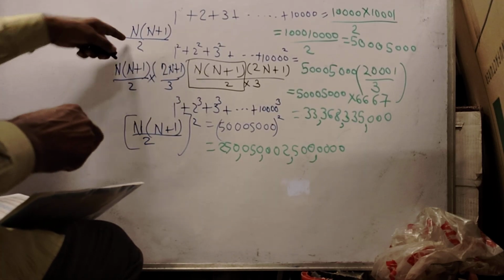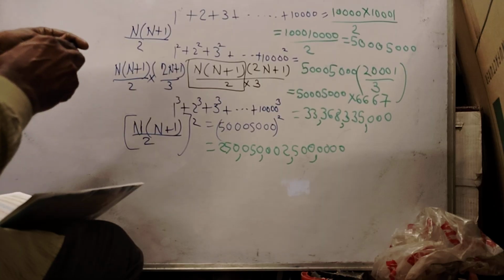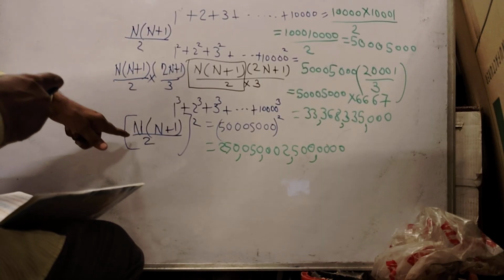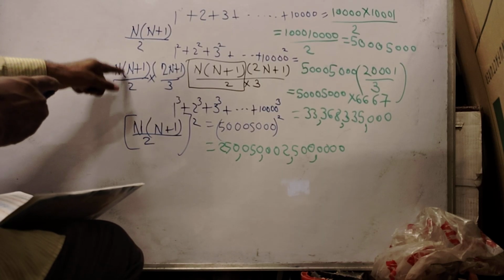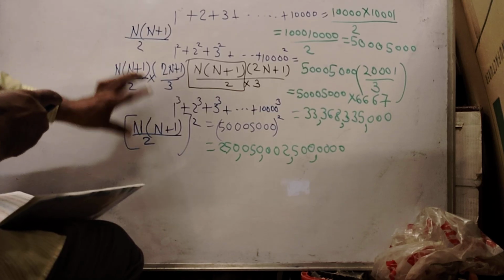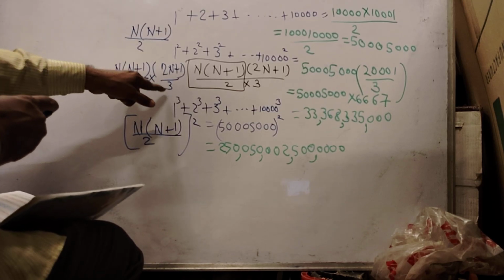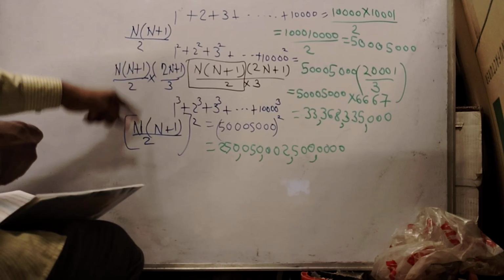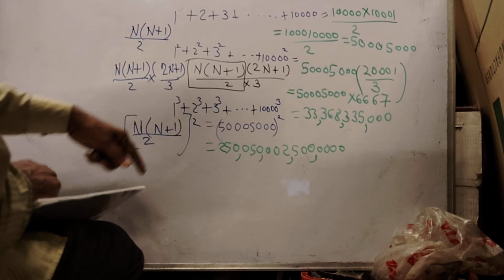So the thing is that the basic is this formula. First formula is the basic, that we use in the third one also, in the second one also. So partially in the second one we multiply 2n plus 1 over 3, and in the third one we only take the square of the first formula, that gives us cubes.